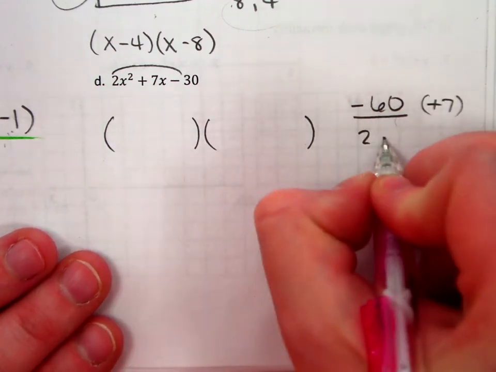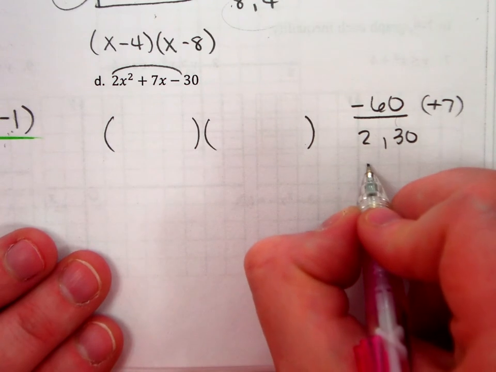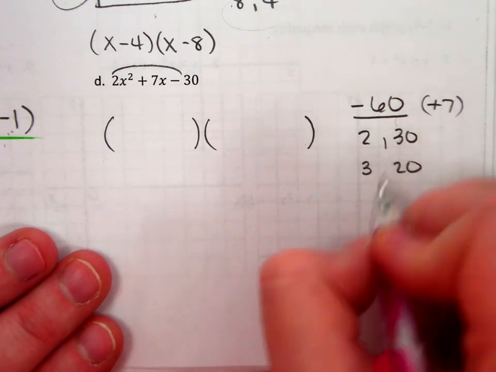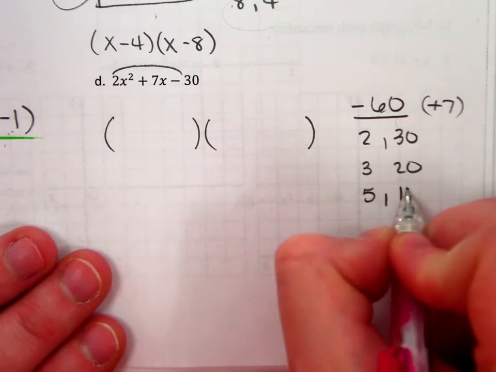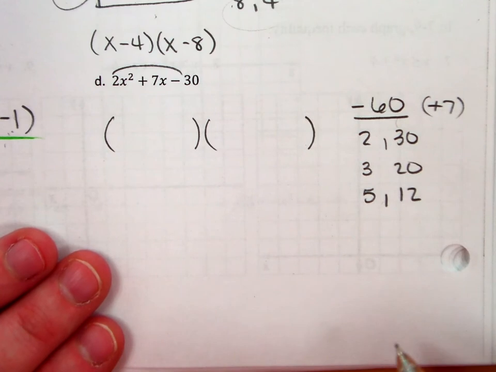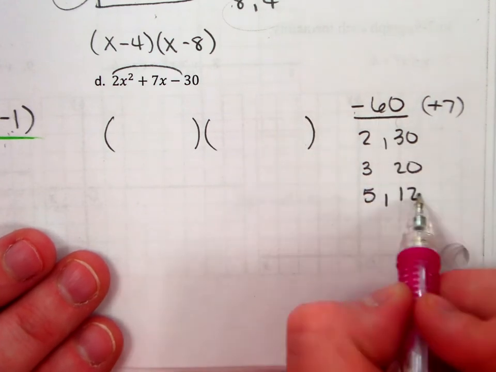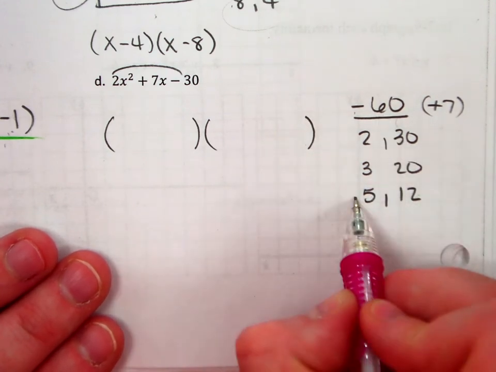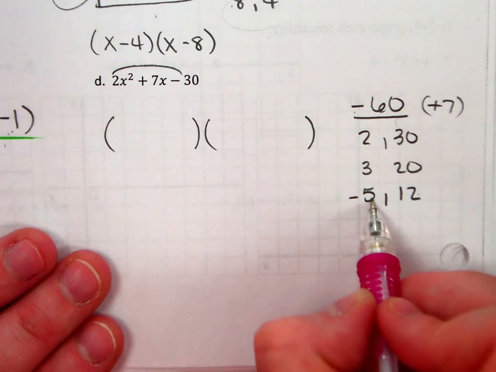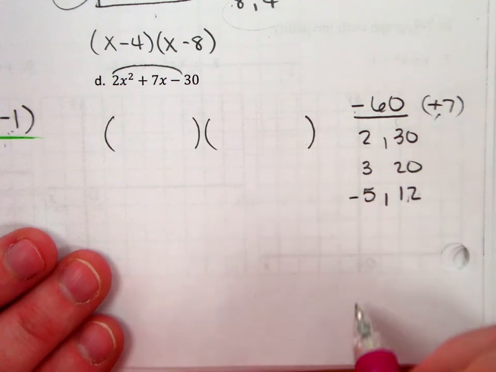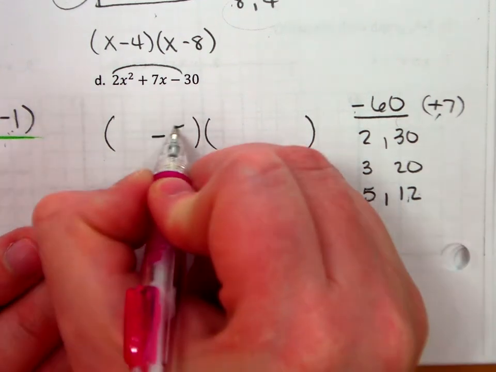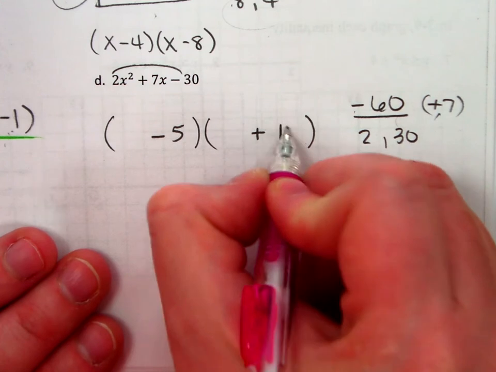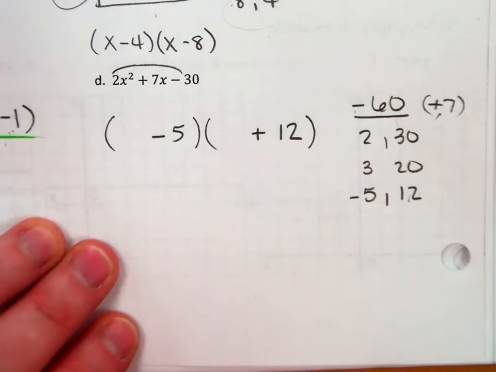So working out some numbers, 2 and 30, 3 and 20, and I'm just going to jump right down here to 5 and 12. 5 and 12 can get me a positive 7. Since the product is negative, one of these has to be negative. If I make 5 negative, negative 5 plus 12 is a positive 7. So these numbers just drop into the back part of the parentheses sets.